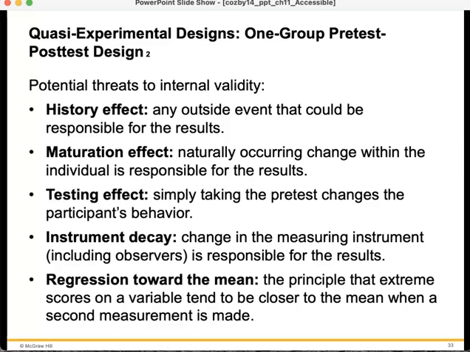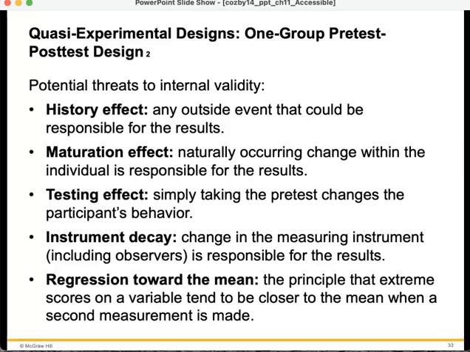Okay, instrument decay. The basic characteristics of the measuring instrument sometimes change over time, and it's called instrument decay. Consider sources of instrument decay when human observers are used to measure behavior. Over time, the observer might gain skill or become tired, or they change the standards on which the observations are based.